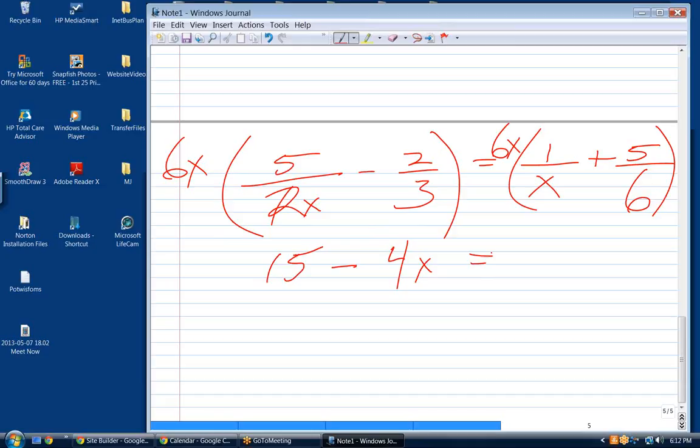Now let's go do the right side of the equation. What is 6x times 1 over x? 6x over x? Yeah, 6x over x. What is that? The x's cancel. That's just equal to 6. What is 6x times 5/6? 30x over 6?